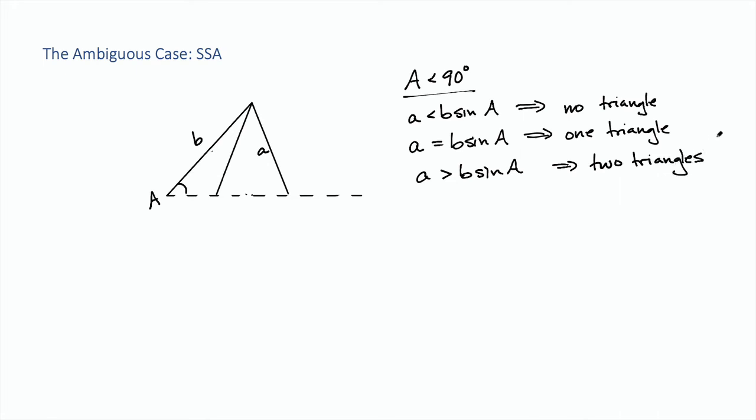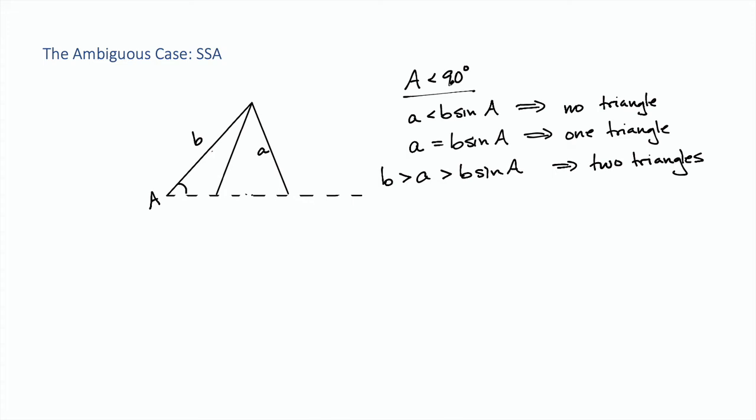Now, I made an assumption here. In order to get this one over to the left, a cannot be bigger than b. If it's bigger than b, it can't connect down here. It would have to flip around and go all the way over here, which doesn't make sense. So for two triangles, a also has to be less than b. Now, those are the three things that can happen if this angle A that you know is an acute angle.